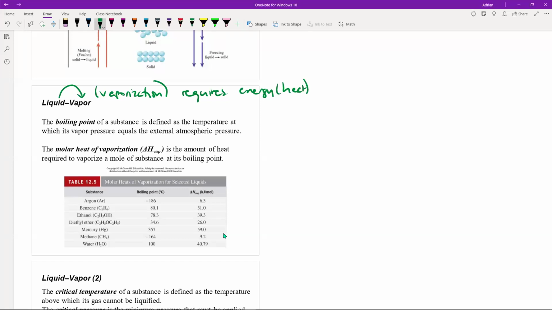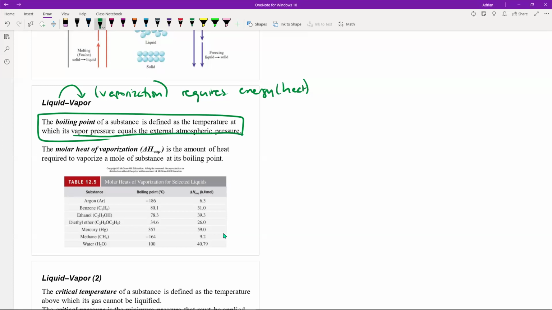As we've seen previously, we define the temperature at which a substance turns from a liquid into the vapor state as the boiling point, and we define the boiling point as the temperature at which the vapor pressure equals whatever the external pressure is at that point. So the boiling point of any substance is the temperature at which the vapor pressure equals or exceeds the external pressure.